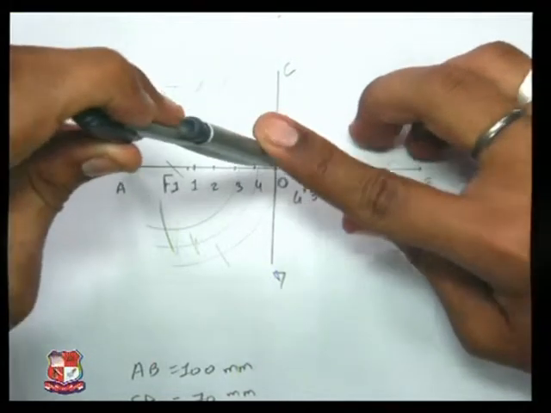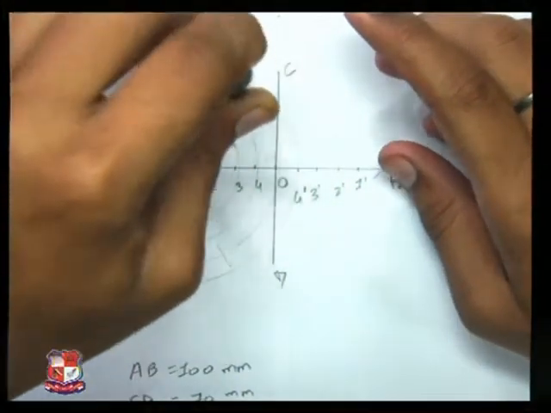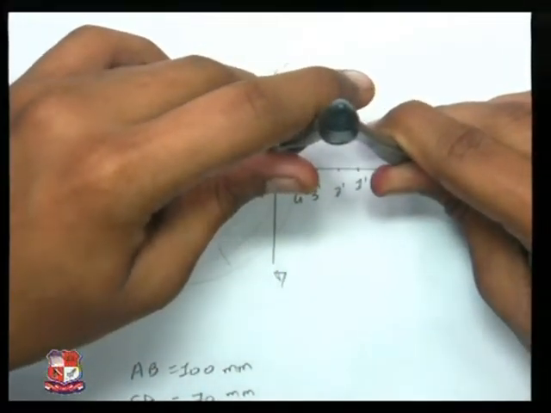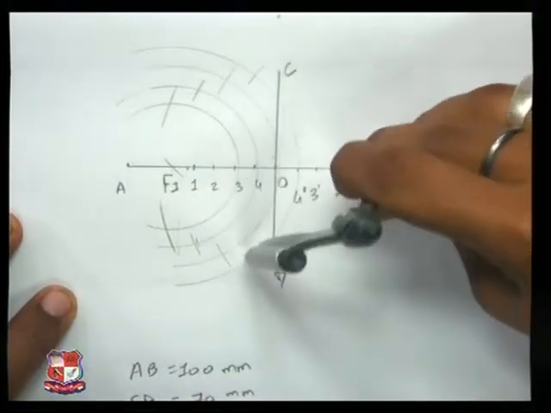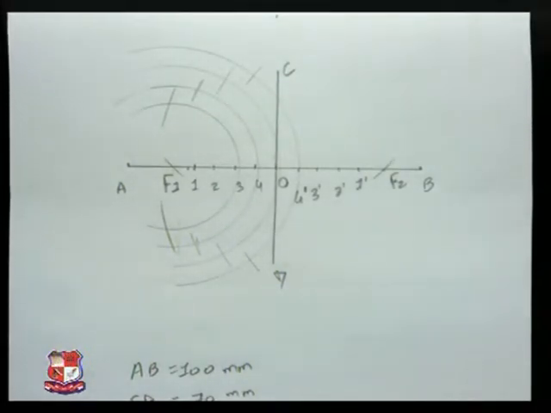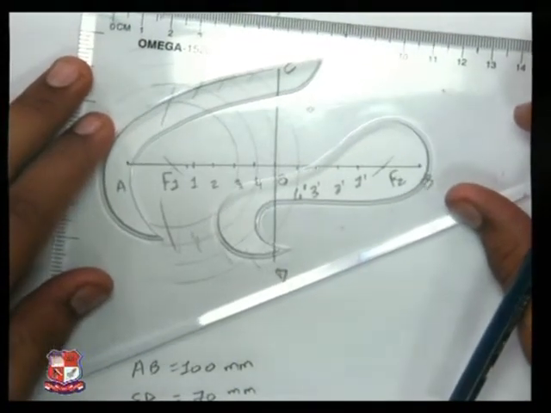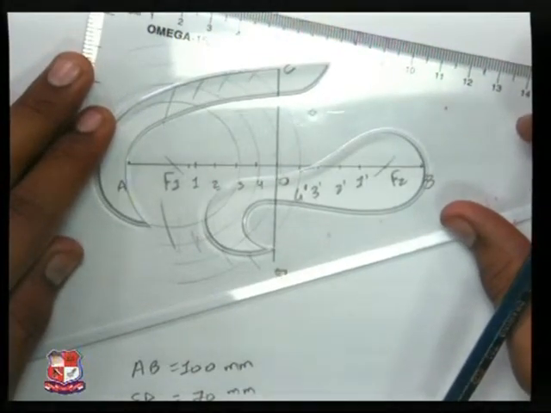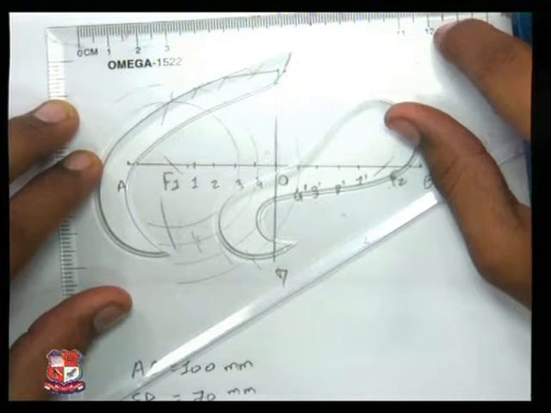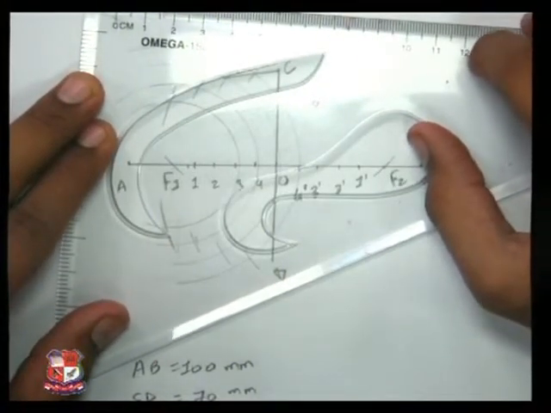Last point, A4, F1 as center, draw a semicircle. B4, F2 as center, draw an intersecting arc. Our half portion is completed. Draw it using French curve. Join it with a smooth curve.